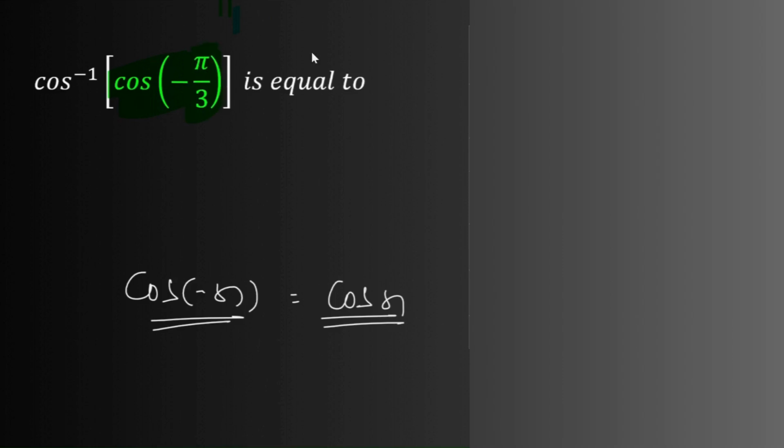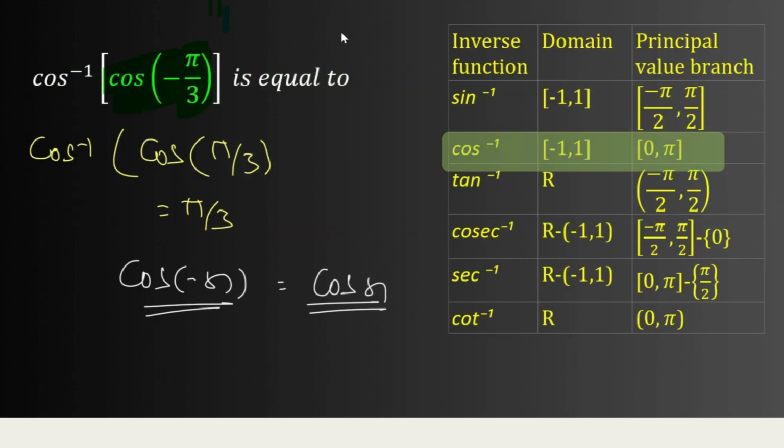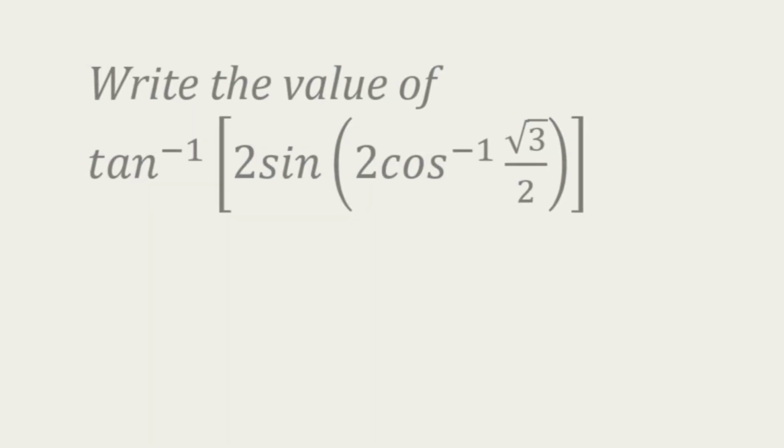We are going to write this with cos inverse outside, and cos minus x is cos x. So it's going to be cos pi by 3. Now applying this, cos inverse into cos x is x, provided the x belongs to the principal value branch. We can see from here that pi by 3 belongs to 0 to pi. So we'll say that this is the answer in this case.